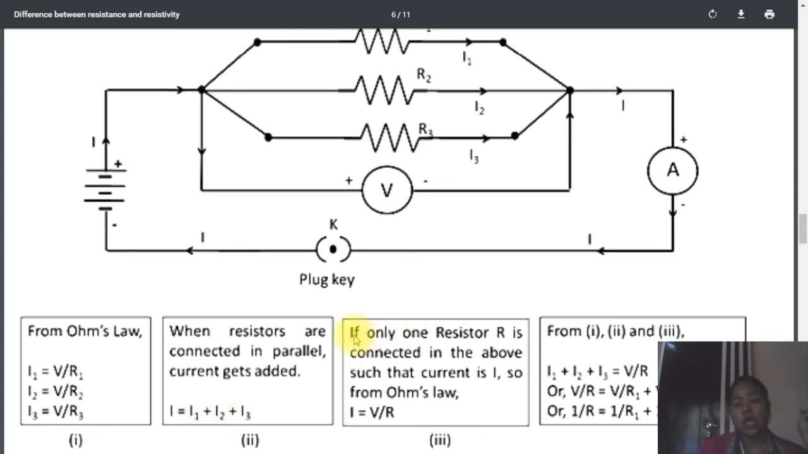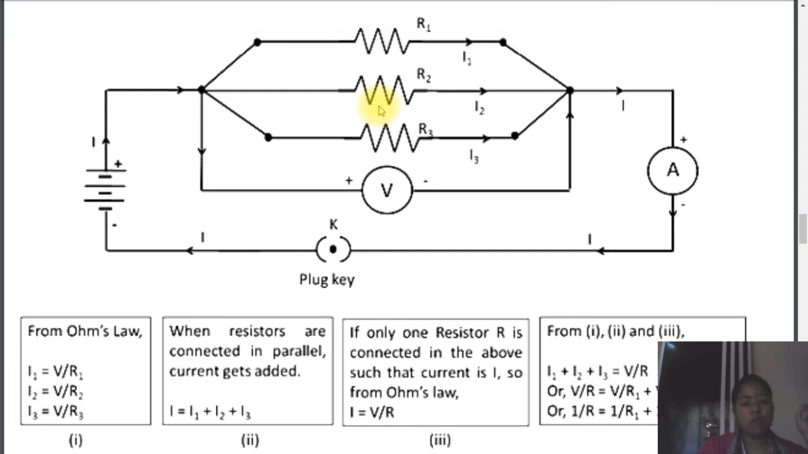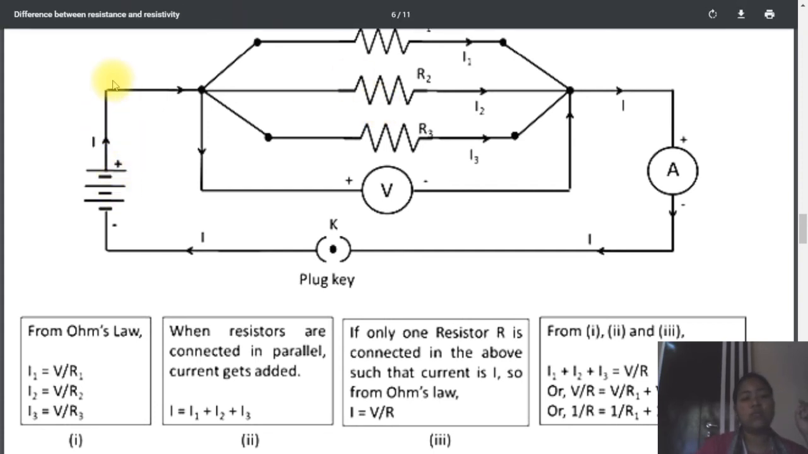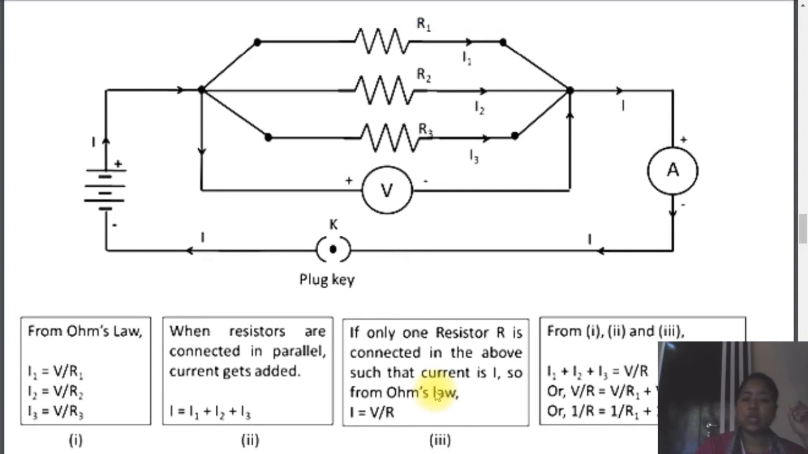Now suppose we do not have all these three resistors, and we have only one resistor in our electrical circuit. The current flowing through that one resistor will be I, the value of the resistor will be R, and the potential will remain the same, equal to V. Then we calculate the current through that individual resistor having the value R.